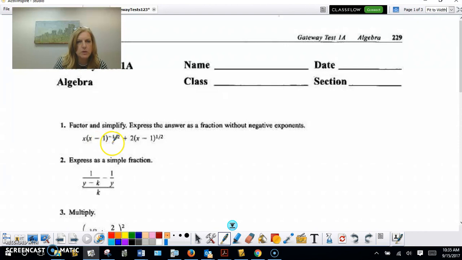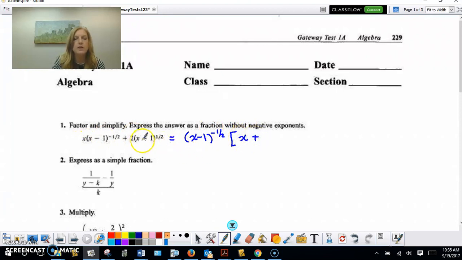In this one, we have this x minus 1 factor in both terms, and the smallest power would be negative 1/2. You always pull the negative out. So we're going to pull out x minus 1 to the negative 1/2, and then look at what's left. If I take it away from the first term, I'm just going to have an x left.